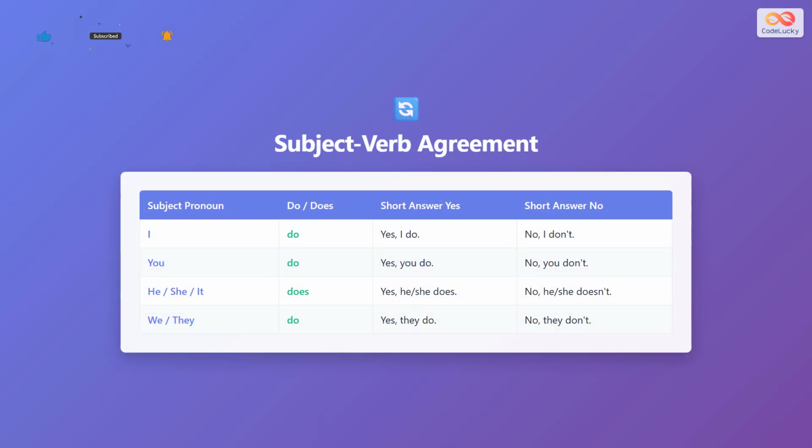Subject-verb agreement is crucial when forming short answers. Let me explain the pattern for each subject pronoun. For I, you use do. For you, also use do. For he, she, or it, you use does in affirmative sentences. For we and they, you use do. In short answers, the affirmative form is yes followed by the pronoun and do or does. The negative form is no followed by the pronoun and don't or doesn't. Pay attention to which pronouns use do and which use does. The rule is simple. Only third-person singular pronouns like he, she, and it use does. All other pronouns use do. This same rule applies in both positive and negative short answers.